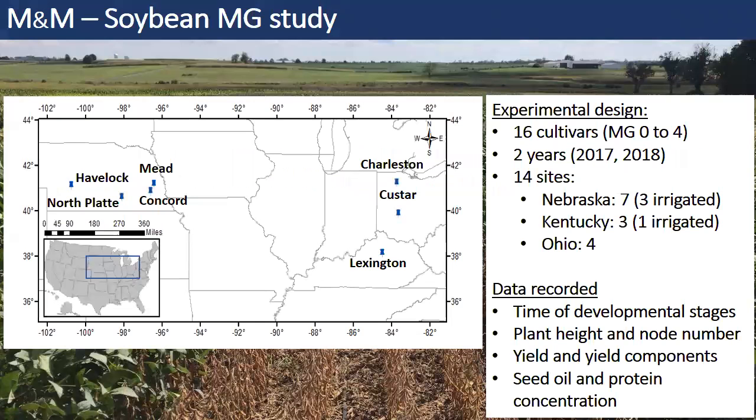To obtain data for model calibration and evaluation, we designed a 2-year experiment in 4 locations in Nebraska, 2 in Ohio, and 1 in Kentucky. The experimental design consists of 4 maturity groups and within each maturity group, 4 cultivars.